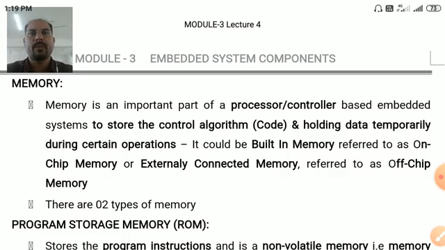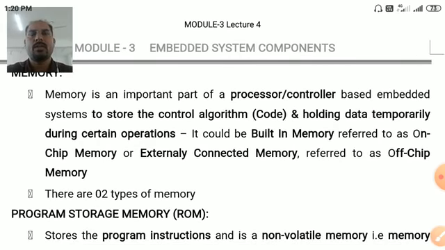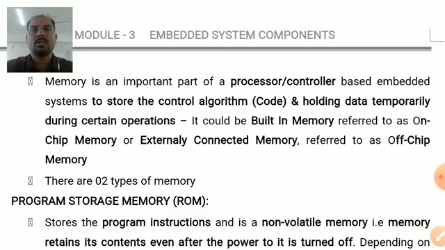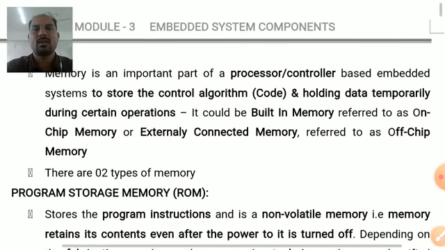The topic is memory. Memory is an important part of a processor or controller based embedded system, and memory is used for storing either the programs or the data temporarily. The memory could be an inbuilt memory that comes with the integrated chip itself, or it may be connected externally to the embedded system, or you can say integrated circuit. If the memory comes with the IC, then it is called built-in memory, also referred to as on-chip memory. If we are connecting memory externally to the IC, then we call it off-chip memory.